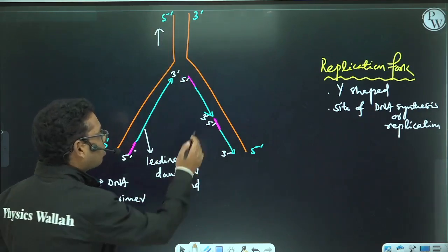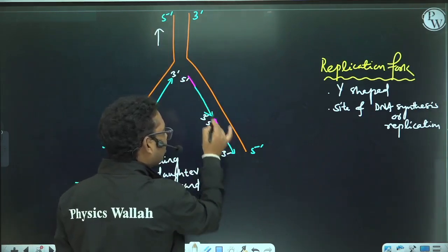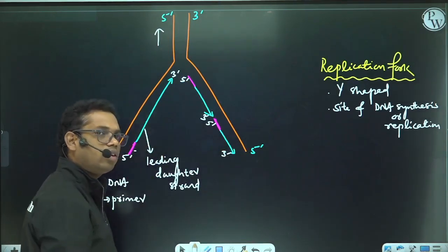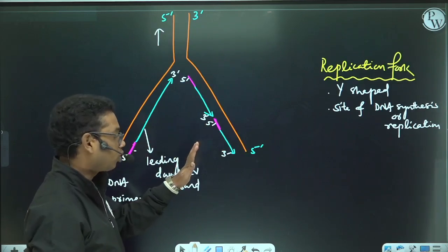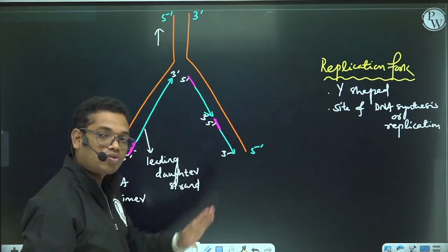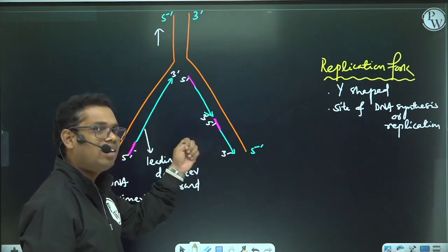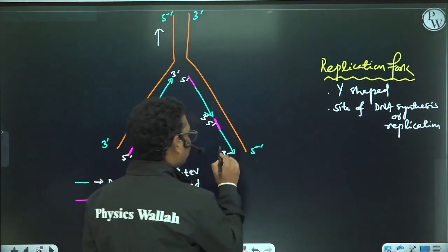These strands are called Okazaki fragments, and these strands are also called what? Lagging daughter strands, because their synthesis starts later. That is why they are called lagging daughter strands.